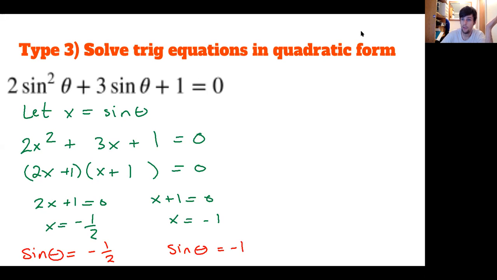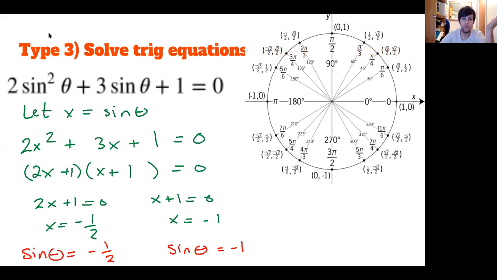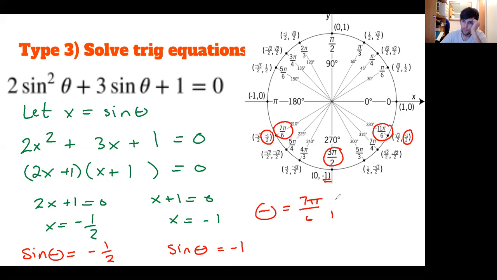Now we need to peek at the unit circle, see what angles this one is for. So remember, sine is the y coordinate. So we've got a -1/2 here and a -1/2 here. So that's 11 pi over 6 and 7 pi over 6. And sine is -1 right here, so that's 3 pi over 2. Those are the three angles that are our solutions: 7 pi over 6, 3 pi over 2, and 11 pi over 6. And these are the only angles in the range 0 to 2 pi that satisfy this.